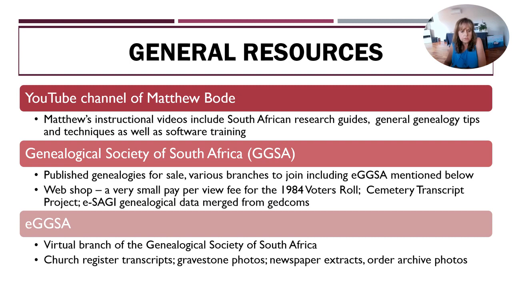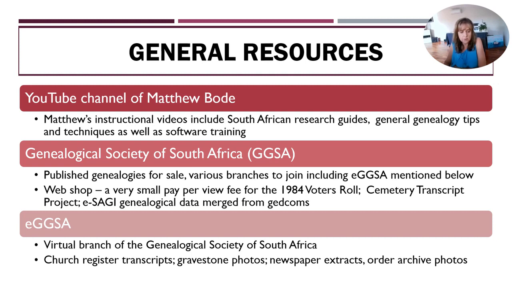Then the Genealogical Society of South Africa, or GGSA. They've got published genealogies for sale. They've got various branches to join, including eGGSA mentioned below. They have a web shop. For a very small pay-per-view fee, you can search the 1984 Voters Roll, the Cemetery Transcript Project, and eSagi, which is genealogical data merged from several JETCOMs. The web shop is a work in progress, and they will add more collections over time.